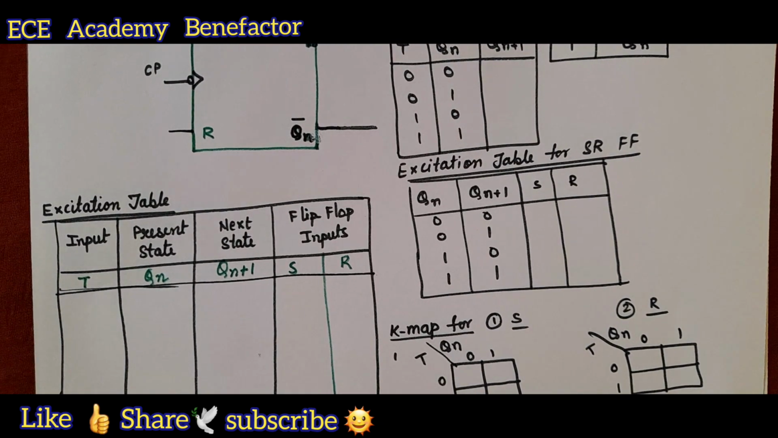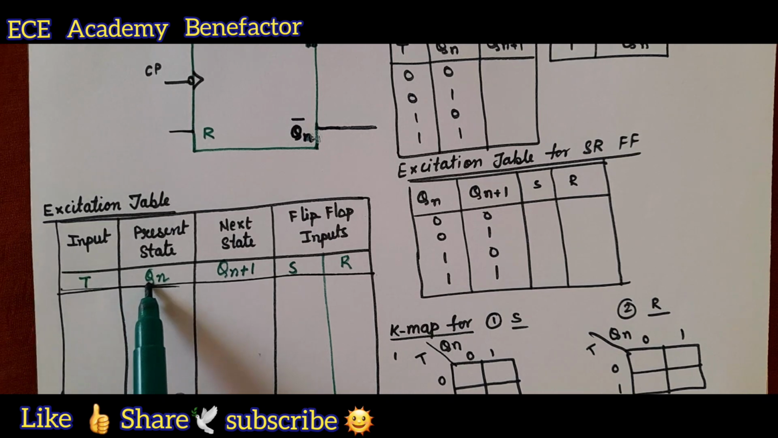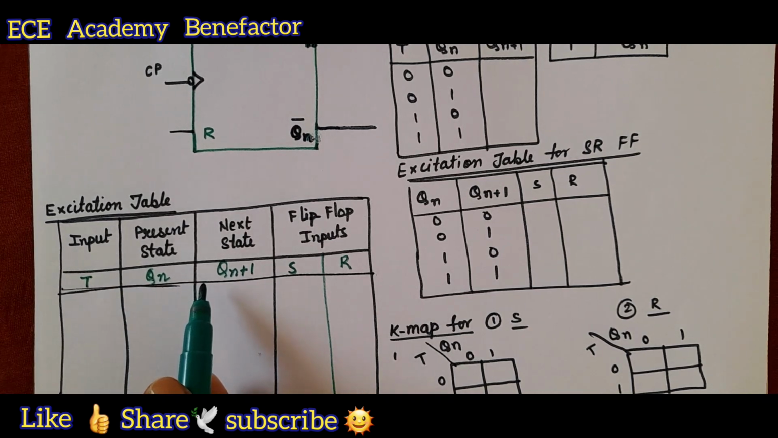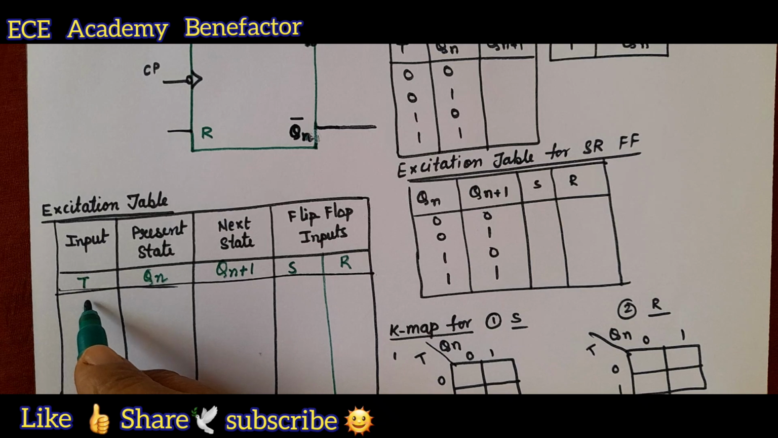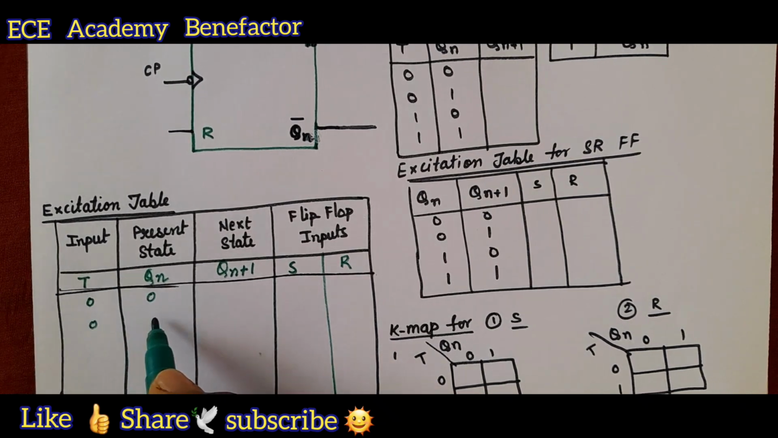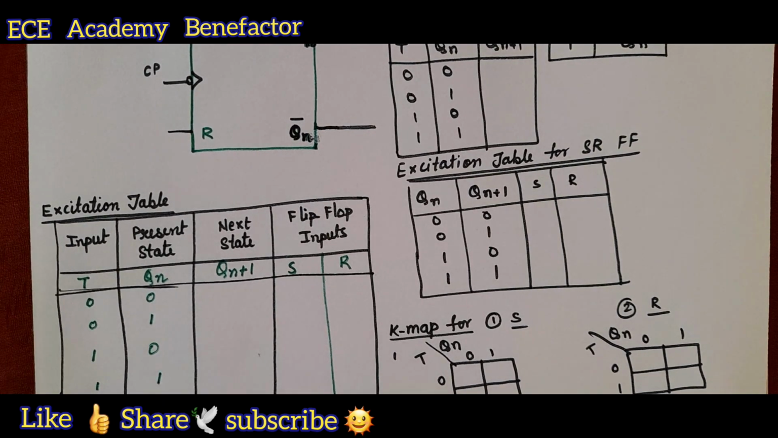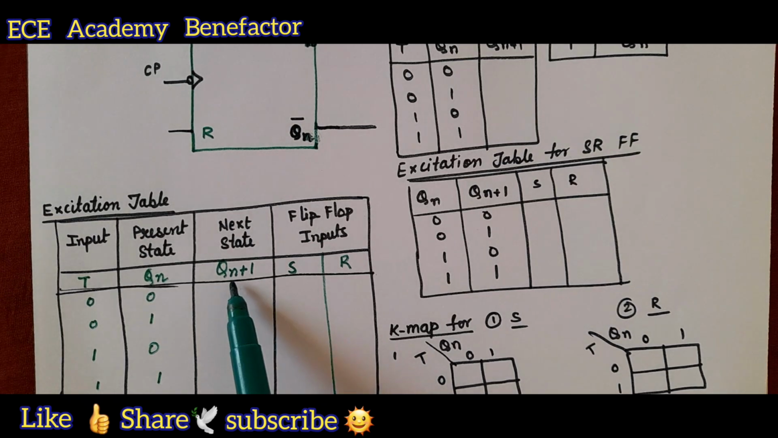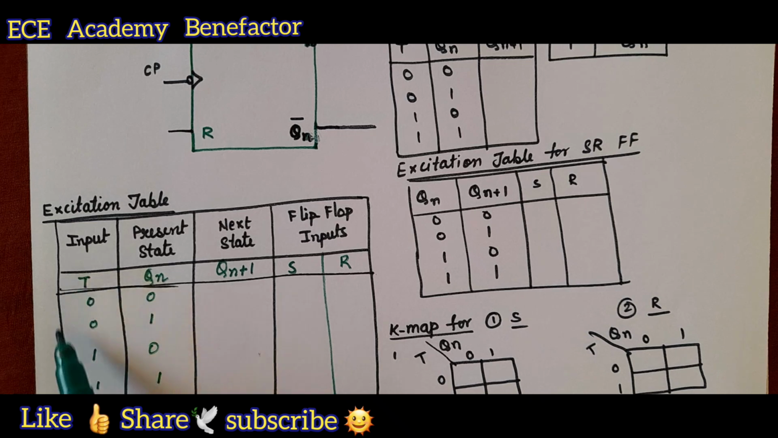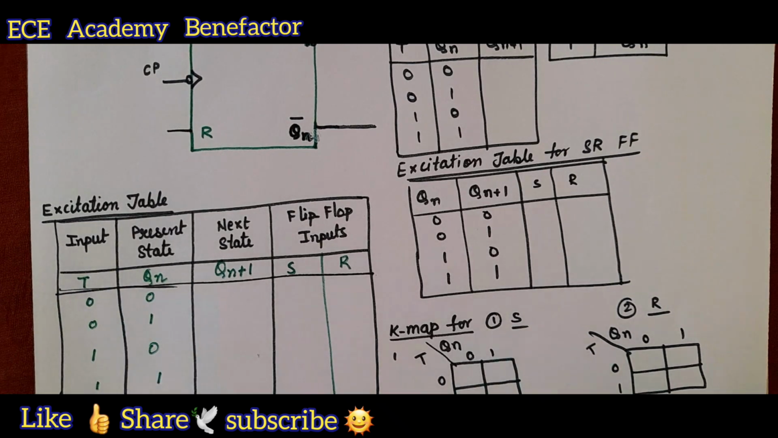For filling this excitation table, we will first write the binary combinations for the two input variables T and Qn. When we have two binary variables, how many possible combinations can we write? 4. They are 0 0, 0 1, 1 0, 1 1. Now we need to fill this next state. For filling this next state, we must know the truth table of T flip-flop. What is the truth table of T flip-flop?